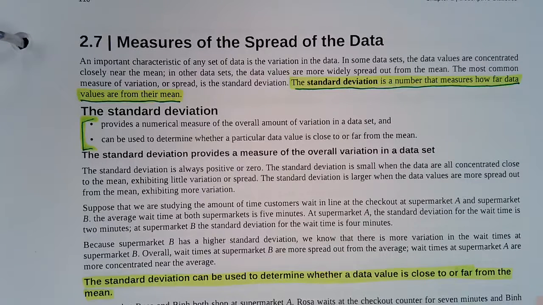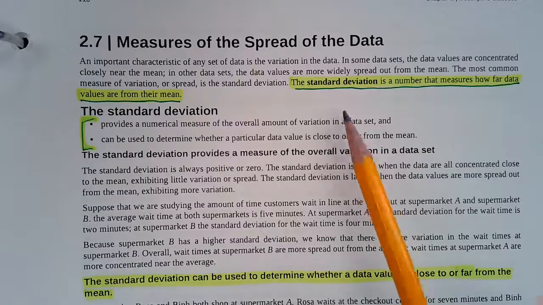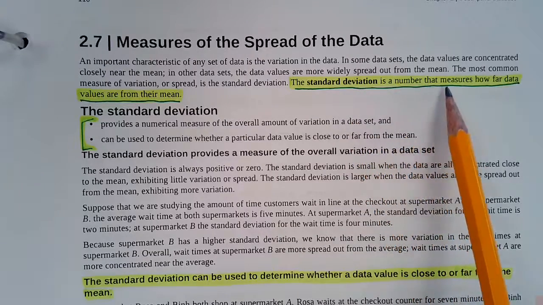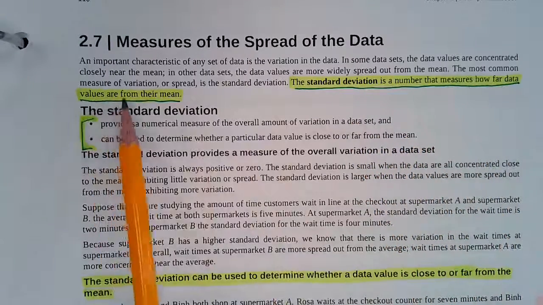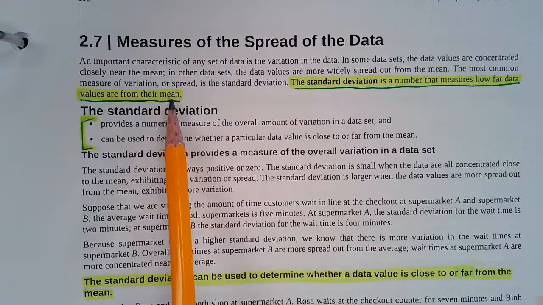All right, so 2.7, we're going to talk about the spread of data, so how far apart the data gets spread. This one we're going to talk about with the standard deviation. It's the number that measures how far the values are away from the mean. So the standard deviation is how far away the data is from the mean.